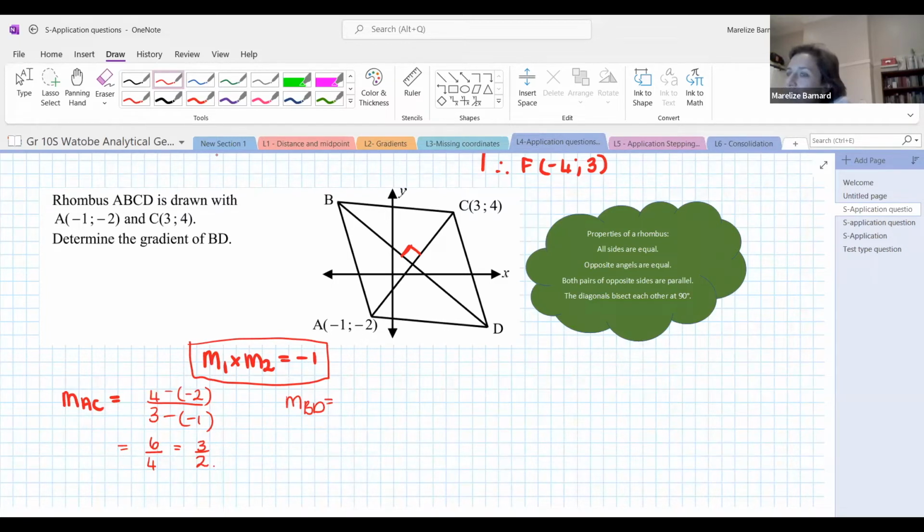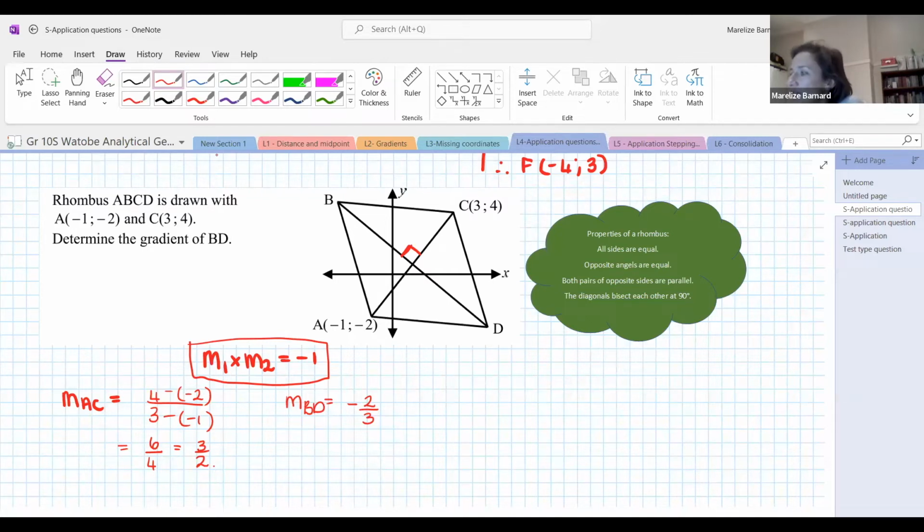What did we say here? The gradients multiplied together, if you have perpendicular lines, must equal -1. So what must I multiply by to get -1? That's it. -2/3. That's right, guys. It's not the inverse, it's the reciprocal, the negative reciprocal.